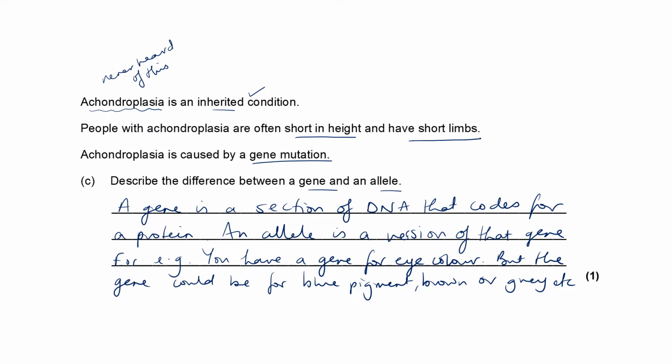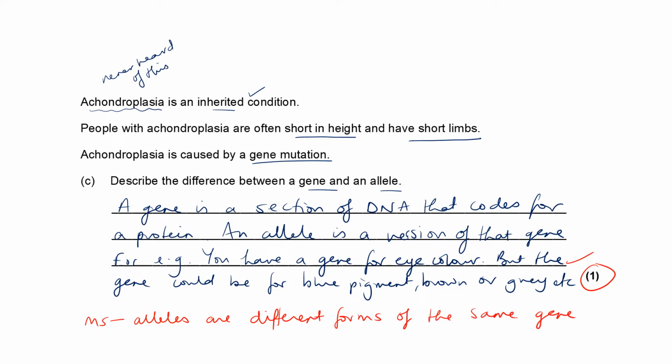Okay, so that's basic recall. A gene is a section of DNA that codes for a protein. An allele is a version of that gene. And I've given an example just to clarify. I know it's only 1 mark, but I just want to be sure. You have a gene for eye color, but the gene could be for blue pigment, brown or gray, etc. So all the different eye colors. Now, I've got that correct.